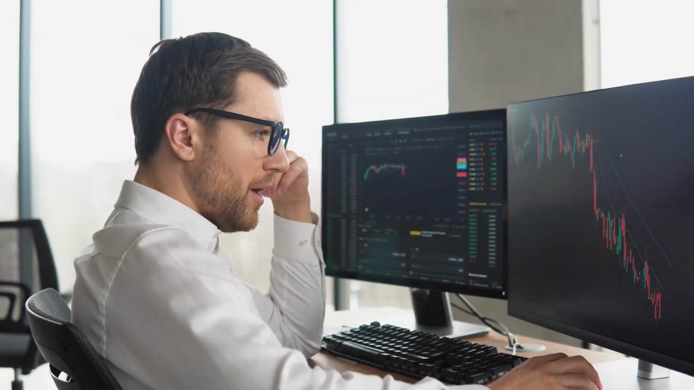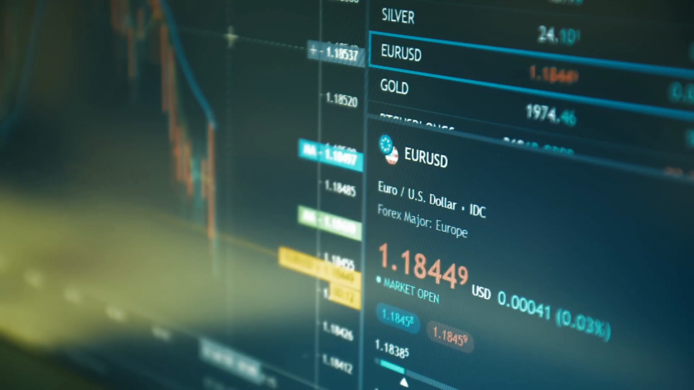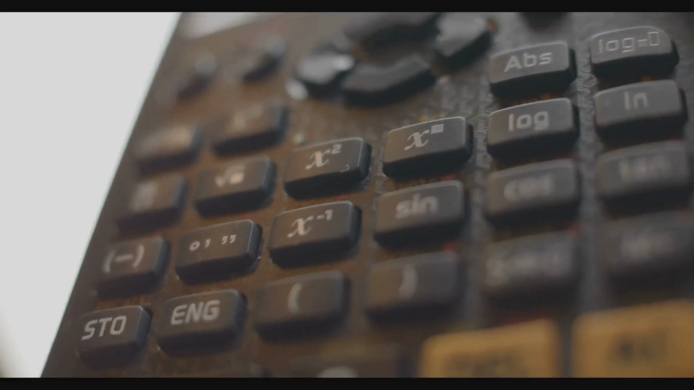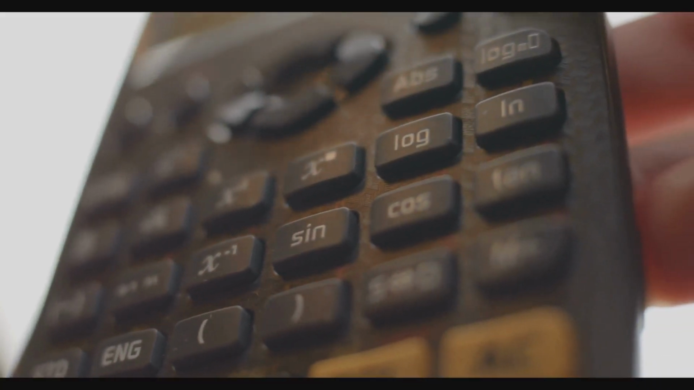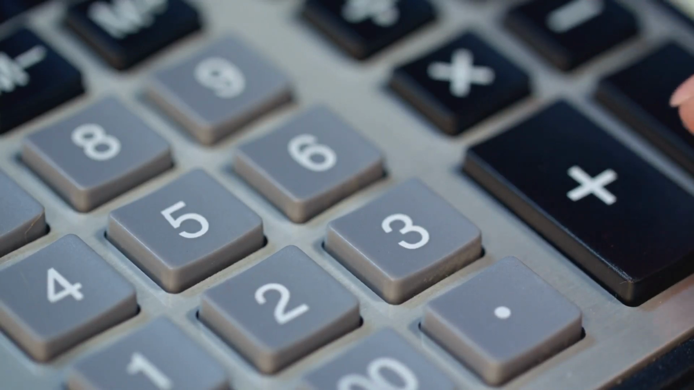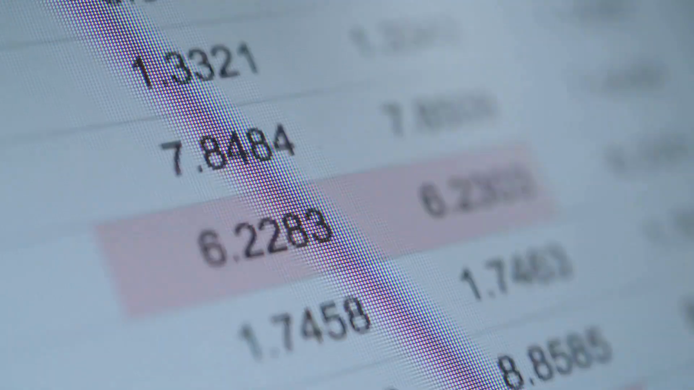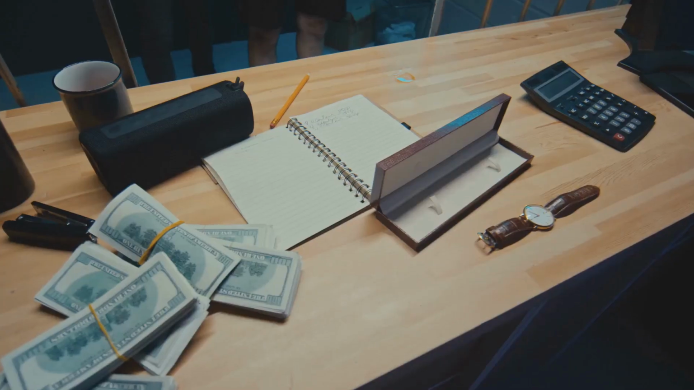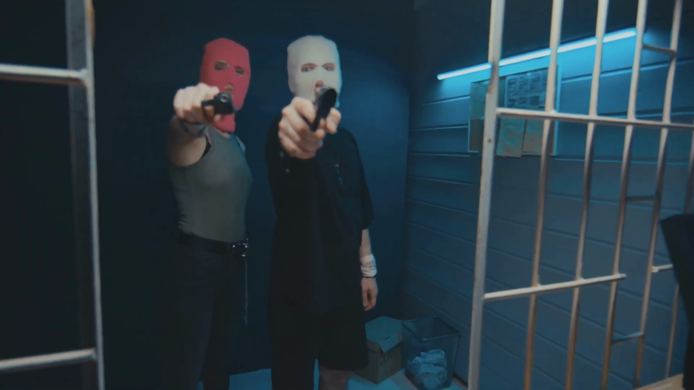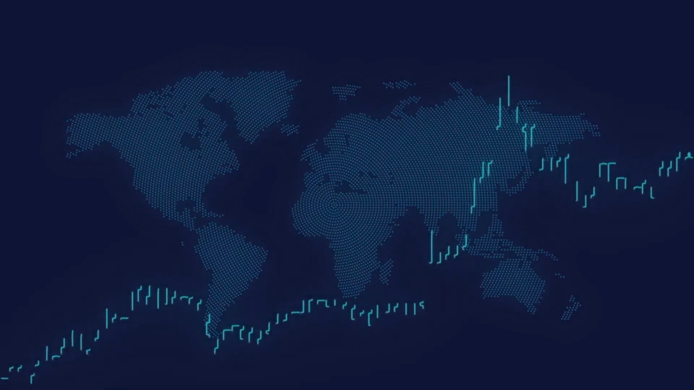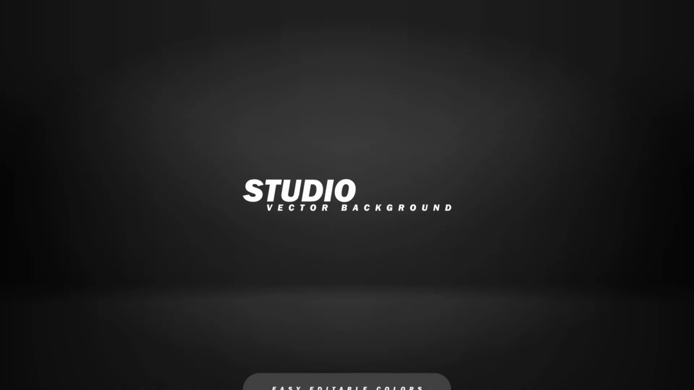A professional rule is simple. Risk only 1% to 2% of your account per trade. Example, if your account is $100, 1% risk is $1 per trade, 2% risk is $2 per trade. If your account is $1,000, 1% risk is $10 per trade, 2% risk is $20 per trade. This means if your stop loss is hit, you only lose that 2%, not half your account.